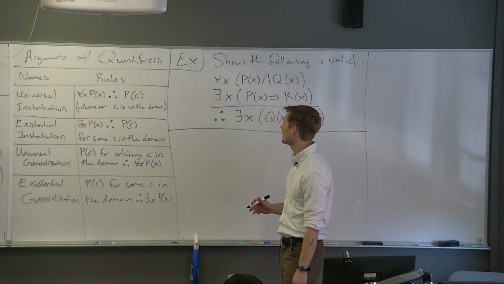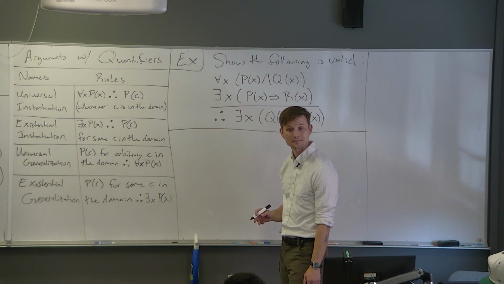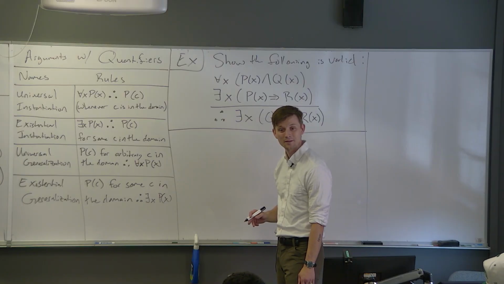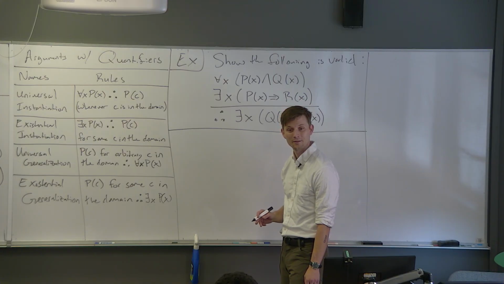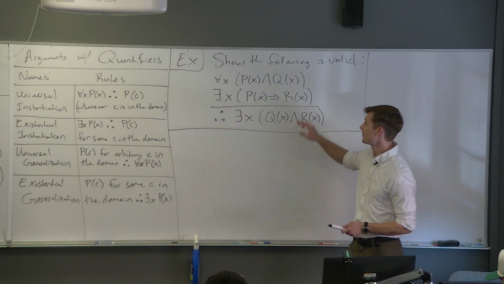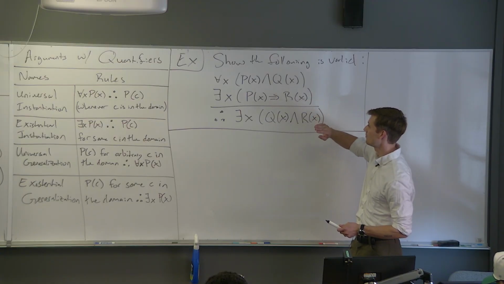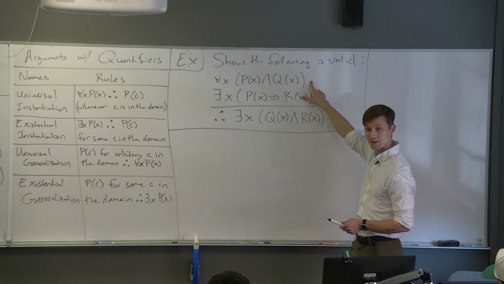So let's see what we can do. Who wants to give me a step? For an arbitrary x in the domain of x, P of x and Q of x are true hypotheses. This would be our hypothesis. Okay. So I think I see what you're saying. You're saying start with this and then pick an arbitrary value. That's a reasonable thing to do.